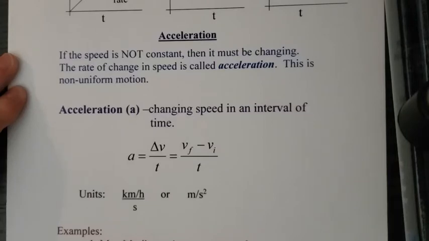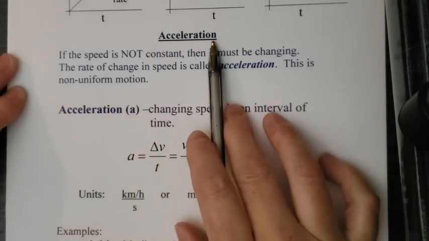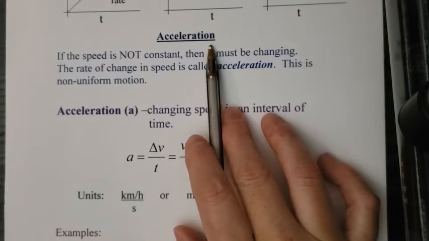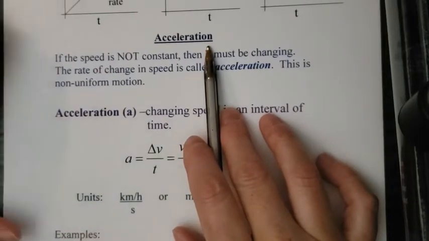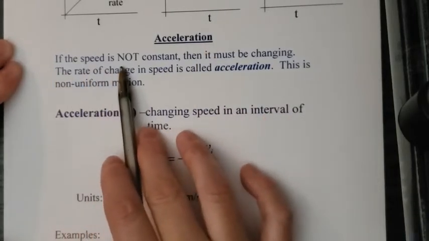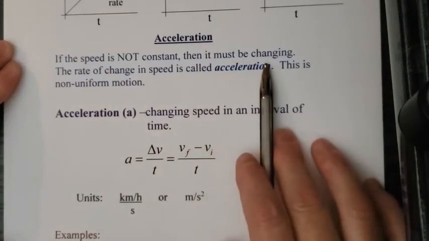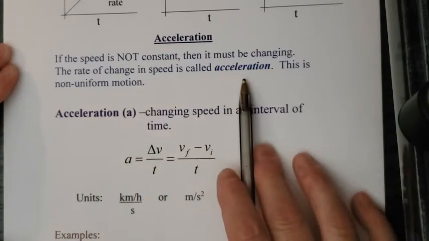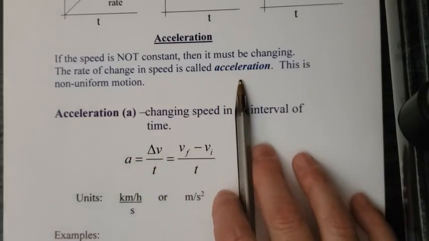Our second kind of motion is something called acceleration, because the reality is we're not always moving at a constant speed. You have to start, like if you get into your car that's at rest, and we accelerate up to our speed. Or if there's a red light, you decelerate down to zero. So if the speed is not constant, then it must be changing. The rate of change in speed is called acceleration. So all acceleration is how quickly we are speeding up or slowing down.